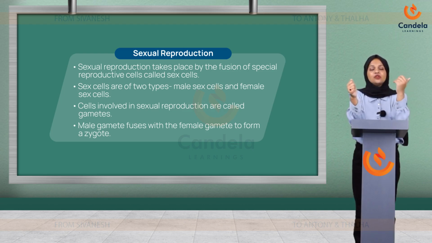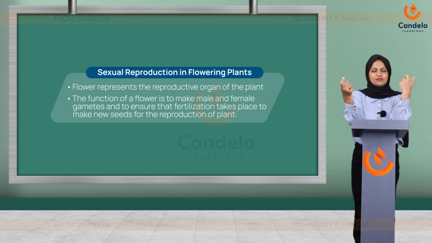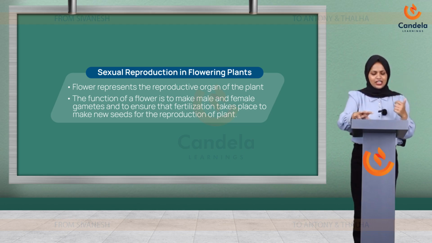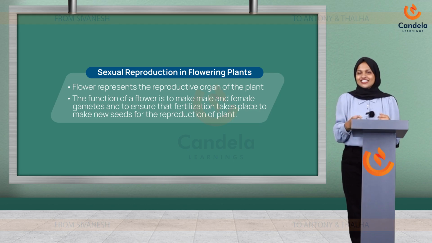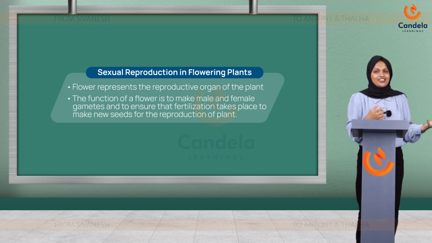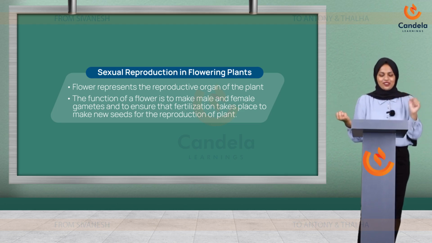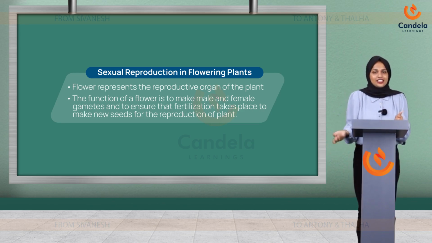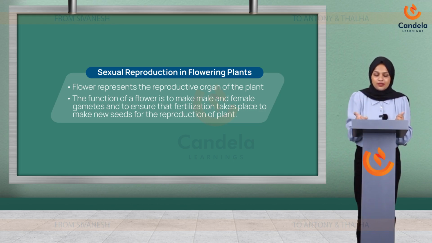In today's session, we will see how sexual reproduction takes place in flowering plants. Flowering plants basically means the angiosperms. Now, children, when you see a plant, what is the most attractive part? Yes, it is the flower, right? We have different colors of flowers having different fragrances. And why do flowers have different colors and fragrance? It is to attract the pollinators. Now, what is the function of a flower actually? The function of a flower is to make the male and female gametes, and to ensure that fertilization takes place to make new seed for the reproduction of a plant.